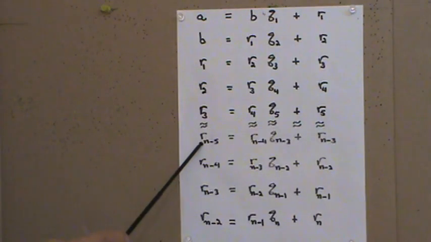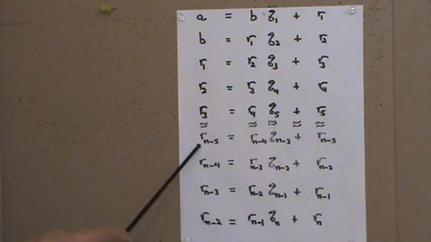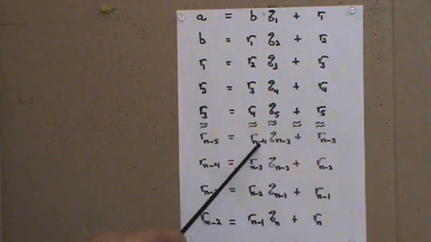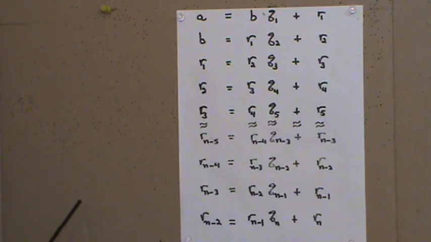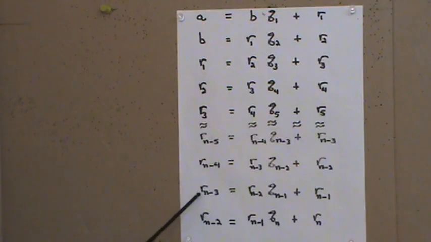So if this is n minus 5, the next one will have a subscript 1 more. So negative 5 plus 1 is negative 4. So the R subscript of that will be n minus 4. Then the quotient's subscript will be n minus 3. And then the remainder will be n minus 3 also. It follows this one. And this follows up to R n minus 3.